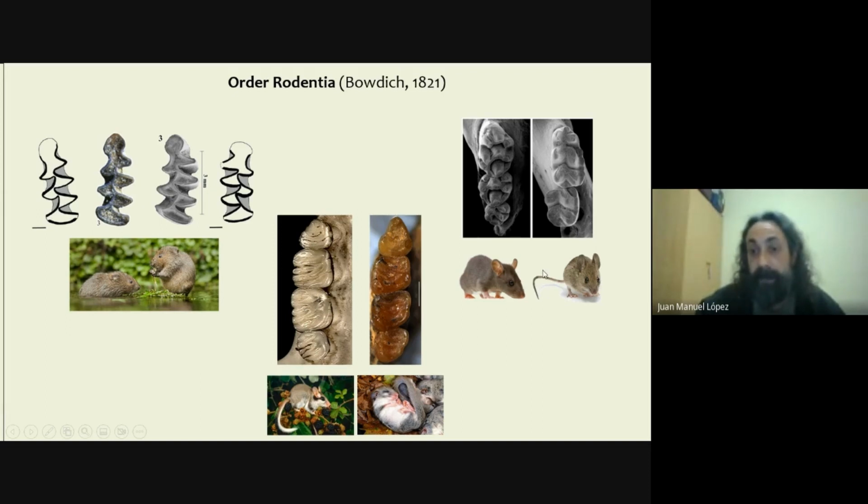After, we have mice. This is a rodent, a typical mouse, with upper dentition and a lower dentition. And after, the other group that we can find in a lot of sites, with a lot of material, are glirids, dormouses. This is the upper and lower dentition from this kind of dormouse.